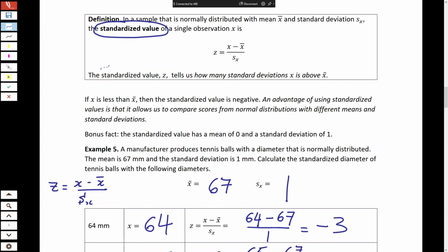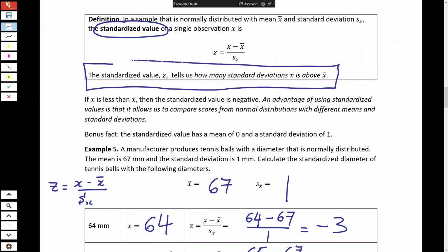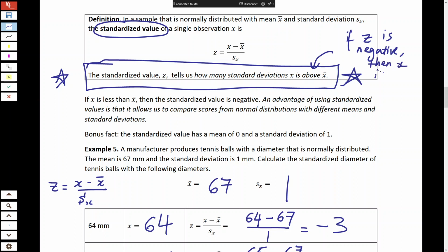So if you go back to the box, please highlight, bold, put love hearts, whatever you want, because this is really what Z's about. Okay? So the word above indicates that if Z is negative, then X is below X bar.